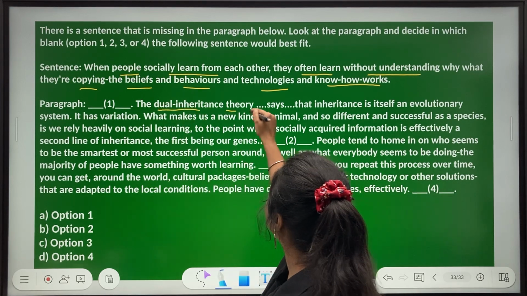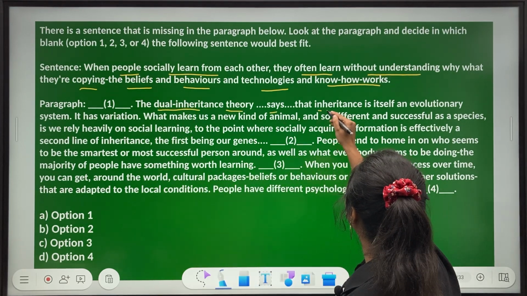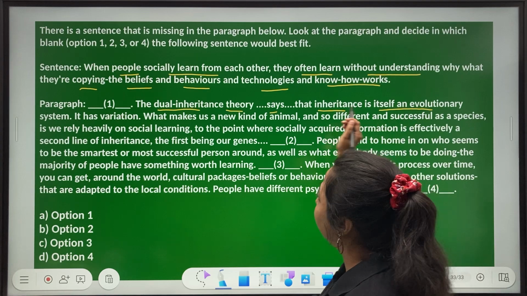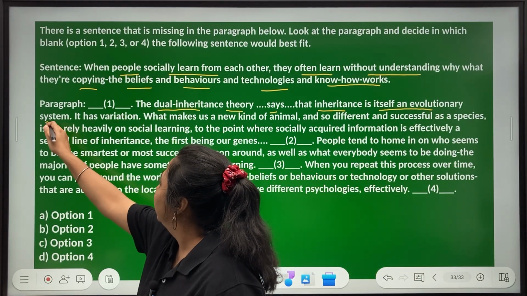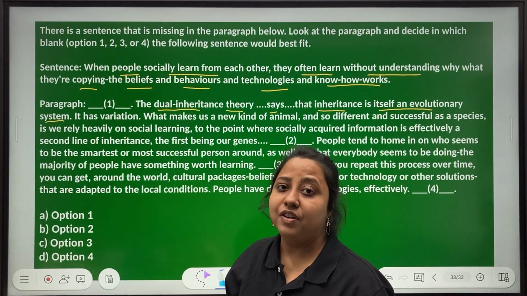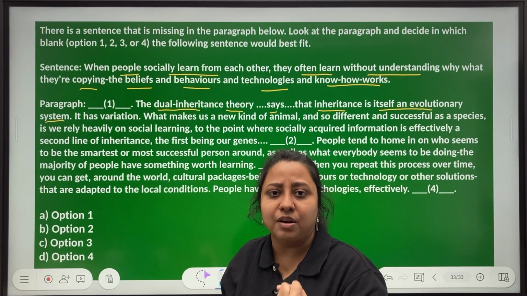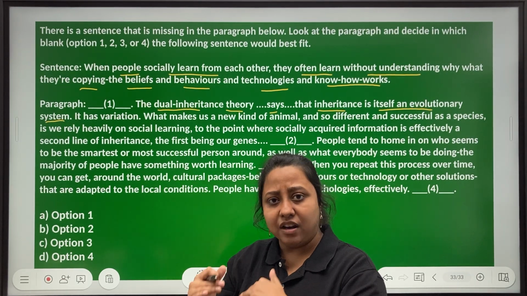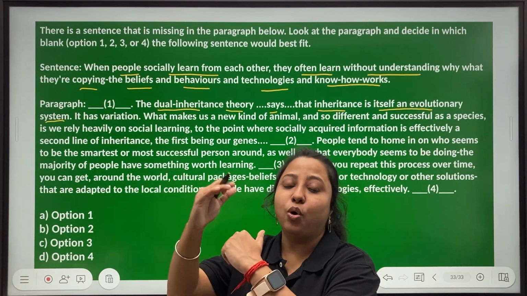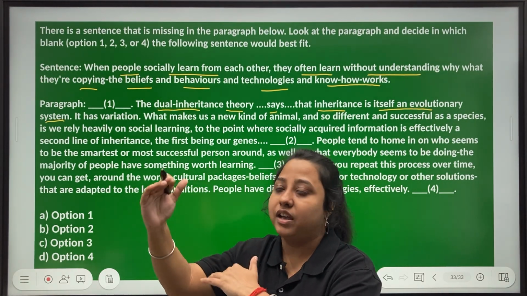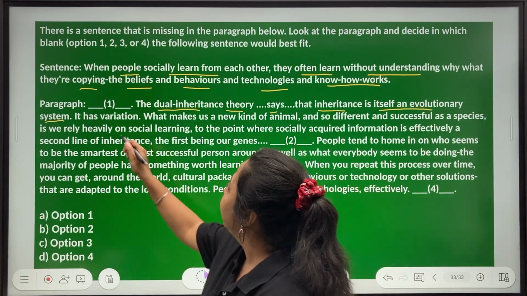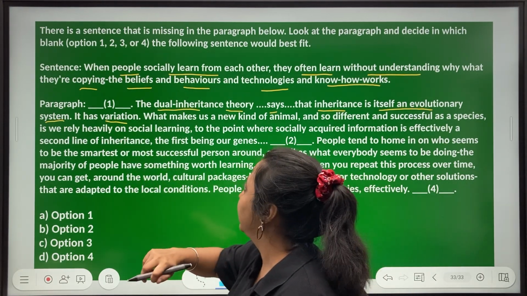The dual inheritance theory says that inheritance is itself an evolutionary system. Inheritance is an evolutionary system. So the process of inheriting something from someone, that undergoes evolution. उसमें भी growth, उसमें भी एक process दिखाई देता है, growth दिखाई देता है. It has variation. ठीक है.